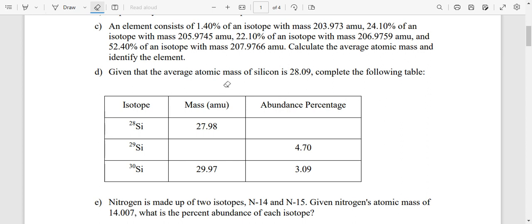Oh, the question. Calculate the average atomic mass and identify the element. What's the value that I've calculated? I don't know if you've seen that. It was 112 point something. 112, right? Yes. So we'll go now on the periodic table. We check something with a relative atomic mass of 112.